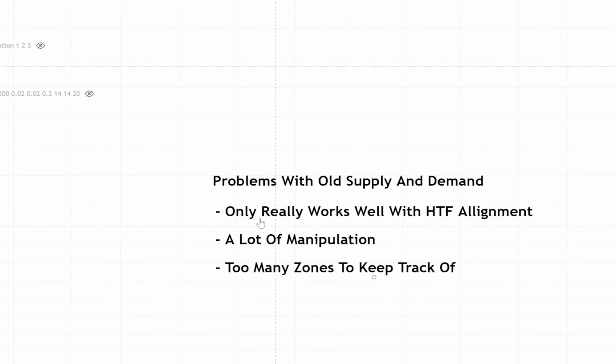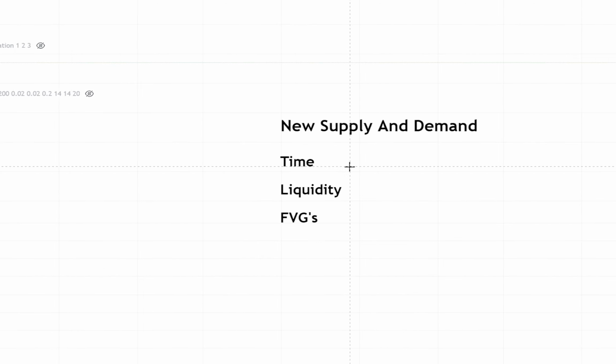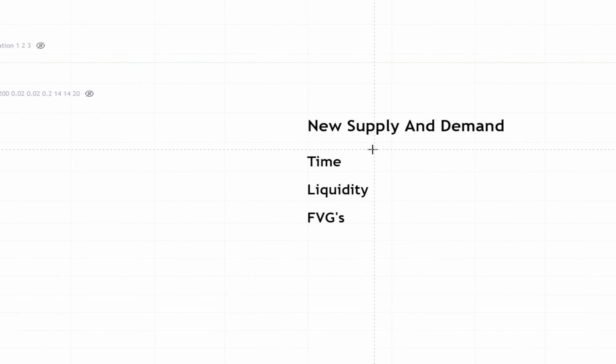Now, some of the problems that I see with old supply and demand zones nowadays is that it only really works well with a higher time frame, that being the 1 hour or 4 hour. There is a lot of manipulation as well. You will see a candlestick run right through a zone and then take liquidity before going in its favor. And then there are too many zones to keep track of. Now, our new supply and demand zones are going to utilize these three important factors: time, liquidity, and fair value gaps.